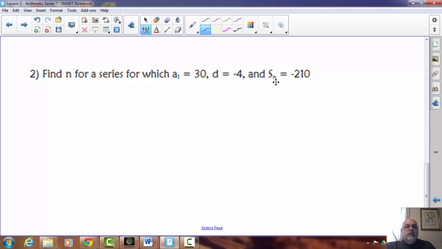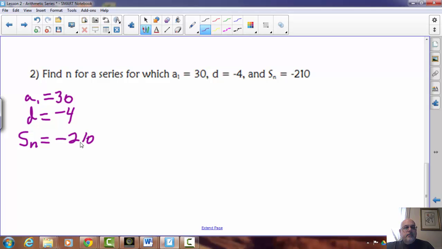We want to find n for this series. All right, this becomes an algebra problem. We don't know n, so we know our first term is 30. Our common difference is -4, and the sum of some unknown number of terms is -210. So we look at the formula: -210 equals n over 2 times 30 plus, now we have to find that n, so we're still trying to find n.